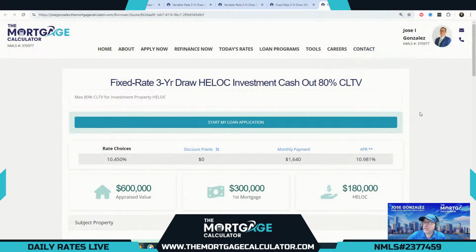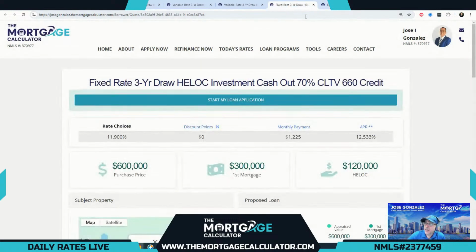Now our investment cash out HELOC, maximum 80% CLTV. Really great rates here. 10.45% is the rate on this HELOC at the maximum 80% CLTV with no additional buy down fee at that rate. And then for our lower credit score borrowers, this is with a 660 credit score, maximum 70% CLTV, and you're looking at an 11.9% interest rate at par.